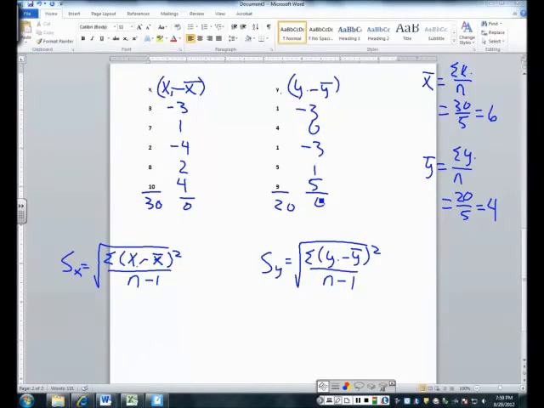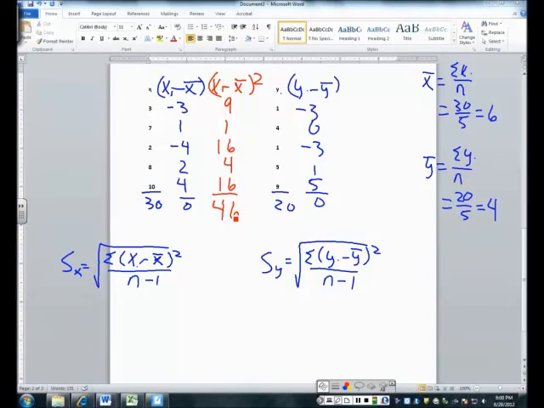Then I'm going to square each of those. And I'm going to change the color here. I'll tell you why in a minute. I'm going to get x sub i minus x bar squared: 9, 1, 16, 4, and 16. And I'm going to sum those up, and I have 46.